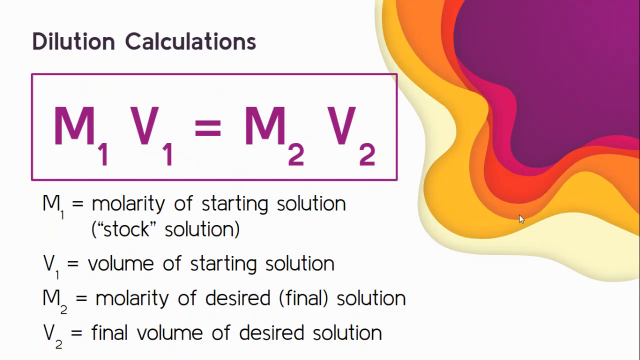The calculation to complete a dilution is M1V1 equals M2V2. M1 is the molarity of your starting solution, which we call the stock solution. V1 is the volume of that starting solution that you're using. M2 is the molarity of your desired solution or your final solution. And V2 is the final volume of that desired solution.